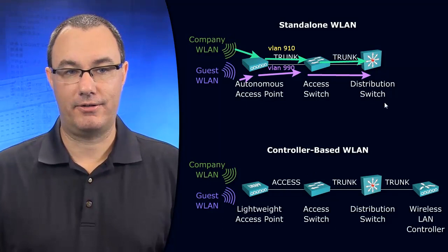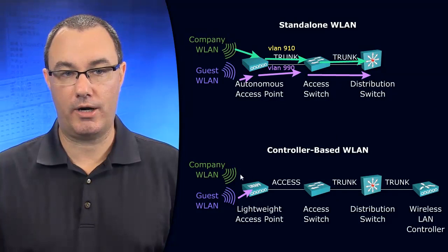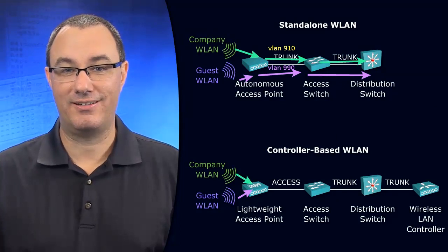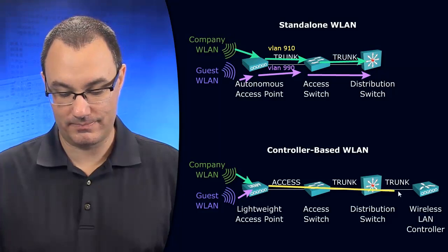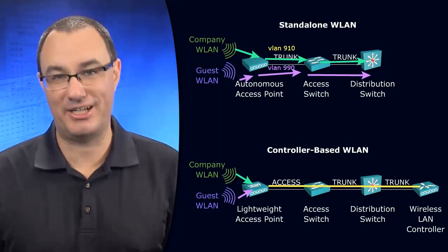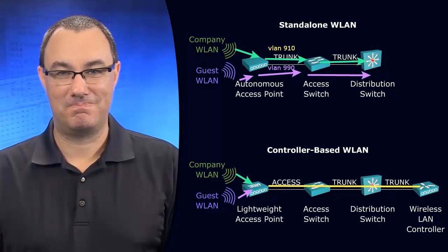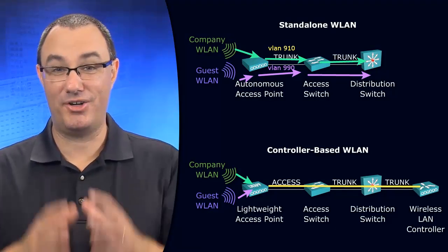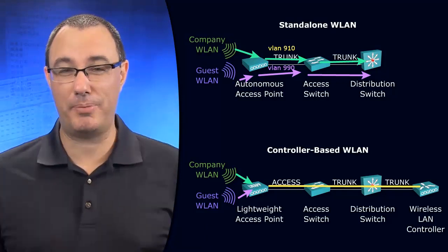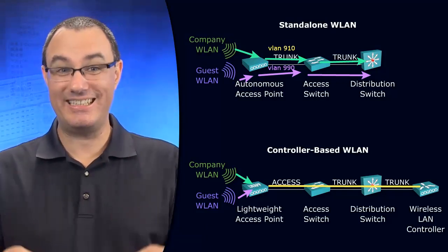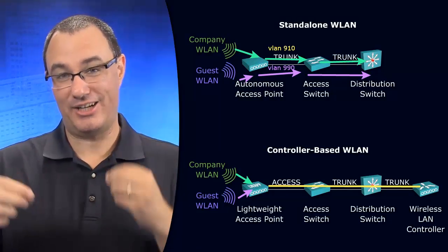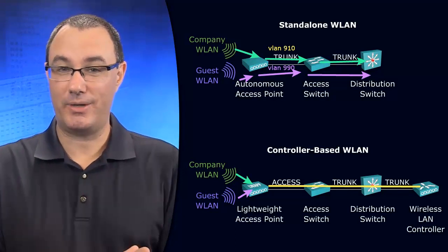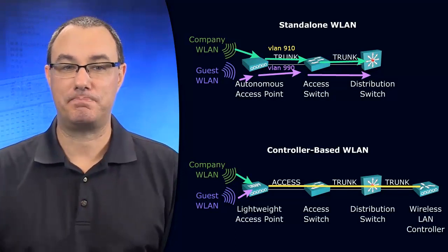Because here's what's going to happen. The traffic for the guest wireless and the company wireless is going to get its own tunnel straight to the wireless LAN controller. It's going to be tunneled inside of it. And if we opened up the insides, we would see that, yes, all of the wireless traffic is getting tunneled between the lightweight access point and the wireless LAN controller.